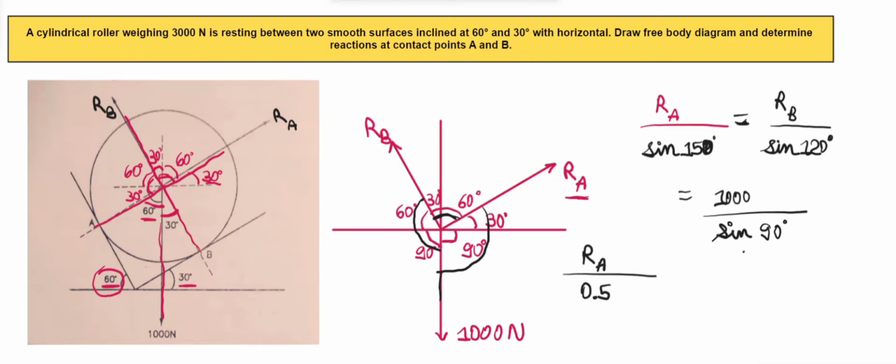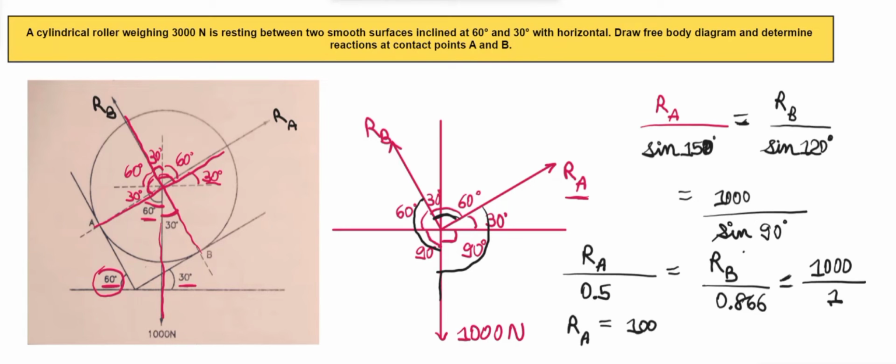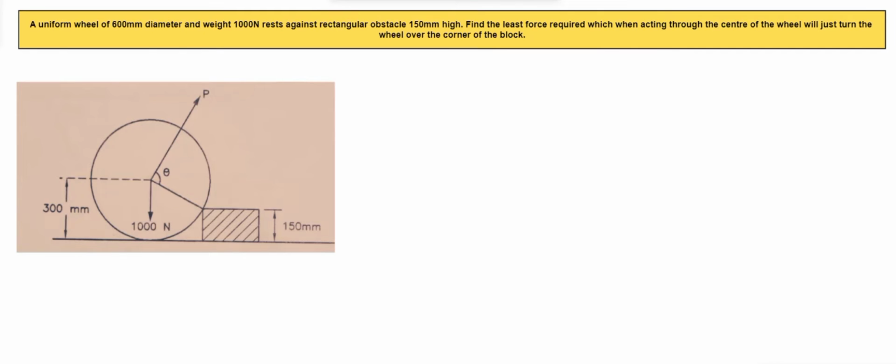RA upon 0.5 is equal to RB upon 0.866 is equal to 1000 divided by 1. Now we'll just compare this. RA upon 0.5 is equal to 1000. So it will be RA is equal to 1000 into 0.5, which is 500 Newton. And RB is equal to 0.866 into 1000, which will be equal to 866 Newton. Now let's solve another example.